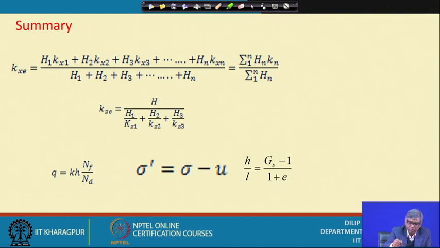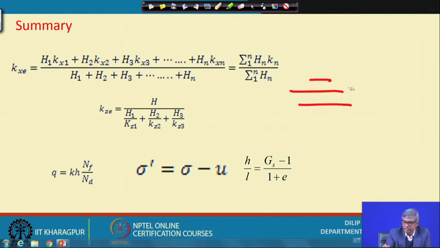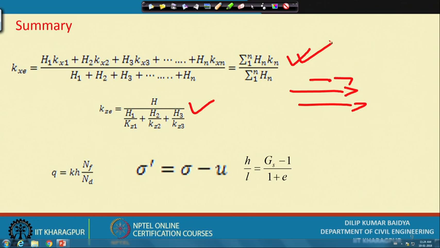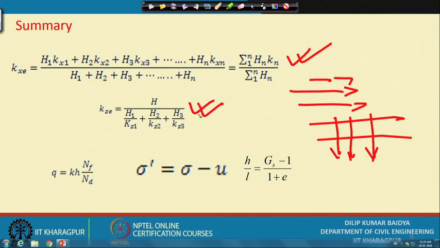If the flow takes place parallel to the planes, like this, then the equivalent permeability can be obtained from this equation. And when the flow is taking place perpendicular to the layering, that means layers are in this direction and flow is taking place in this direction, then we can find out the equivalent permeability from this equation.